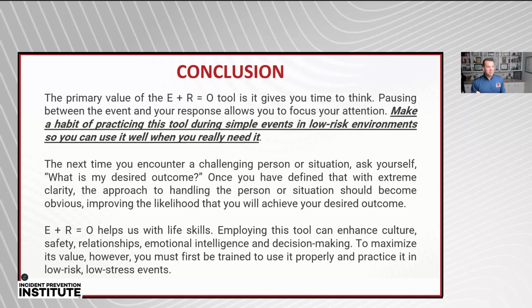The primary value of the E plus R equals O tool is it gives you time to think. Pausing between the event and the response. That's all we're talking about here. And think about all the tools you've learned. Stop, think, act, review, think before you act, self-checks, all of it centers around that. Pause between the event and the response. Most of the time, that pause is like 5 seconds or less. It doesn't take long. It's just, again, the more stressful, maybe the longer the pause needs to be.